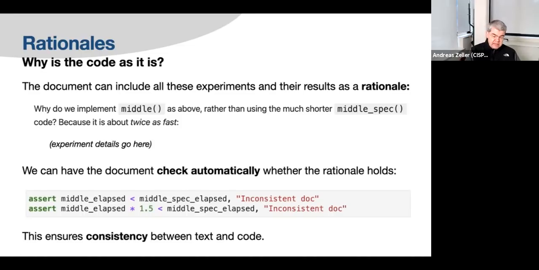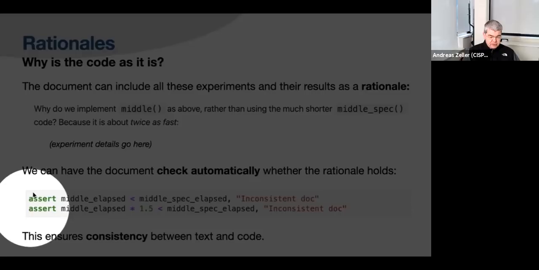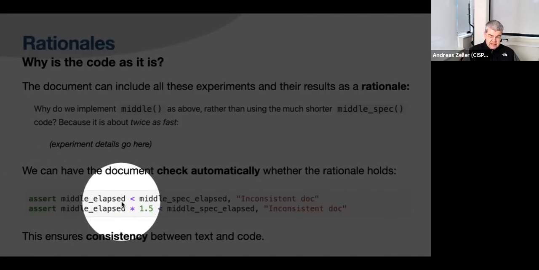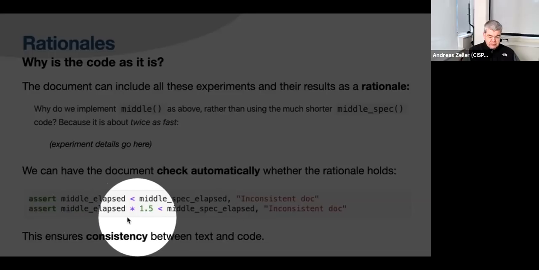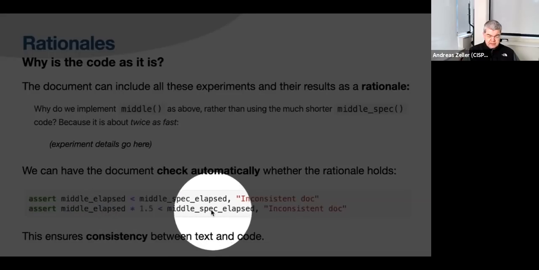And I can even have the document check whether my rationale still holds. This is important because, you see, who knows whether the experimental results are still going to be the same the next time. So what I can put in here is an assertion. You see, I'm a testing person, so I like lots and lots of tests in my code. I can put in here what I've written in my document, namely that middle is the fastest. And I also said that middle is almost twice as fast as my middle spec experiment.